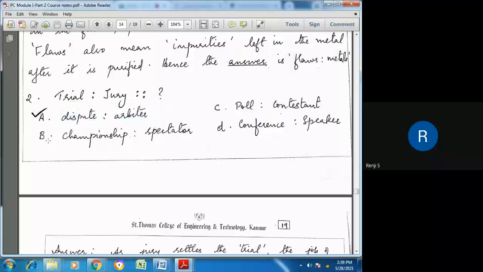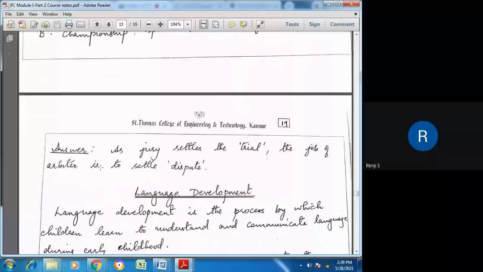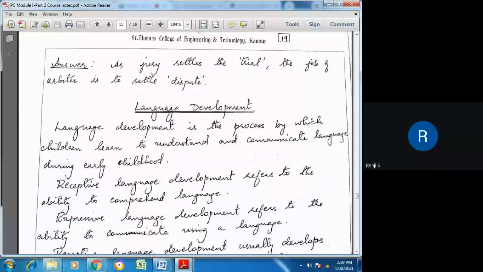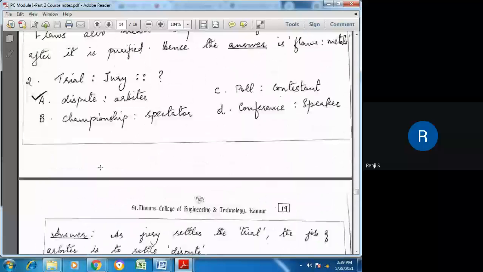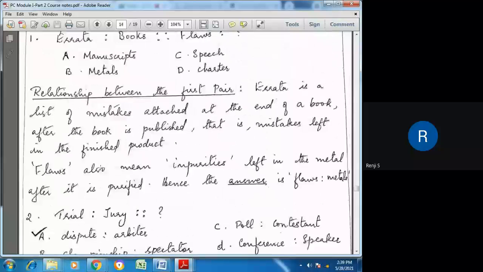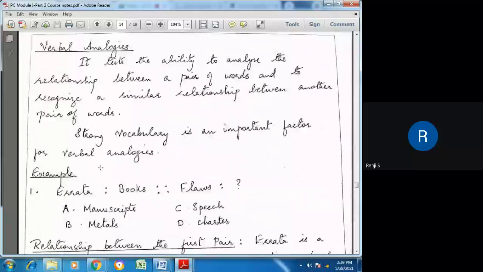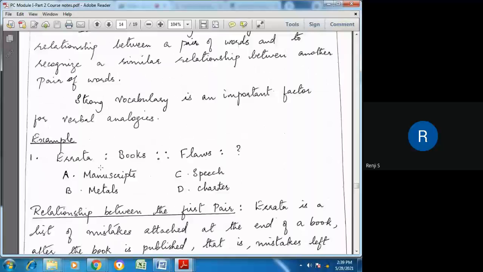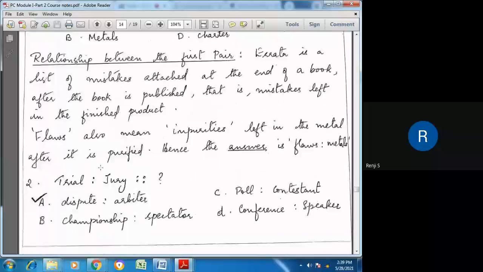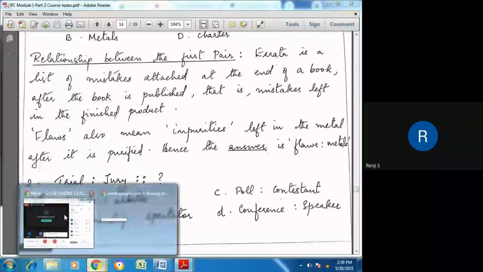Is it clear? So these are verbal analogies where the relationship between words has to be identified, and you have to choose another pair of words that has the same relationship. Is it clear? Do you have any doubt? If you have any doubt, you can ask.